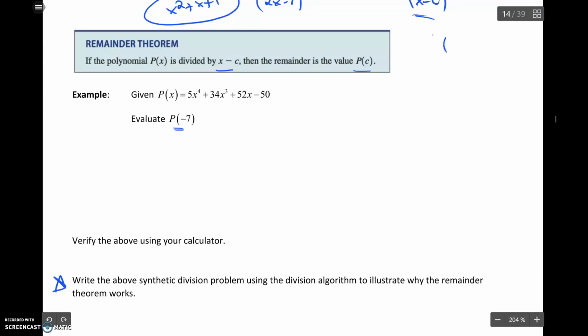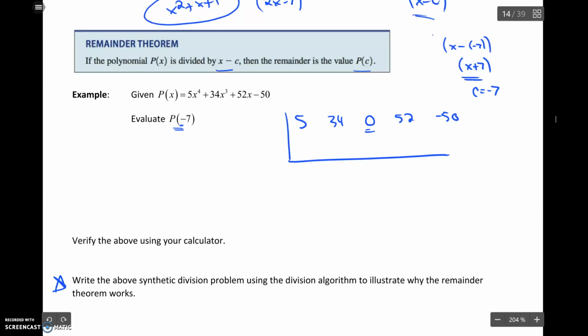So I'm going to divide by the factor x minus a negative 7, x plus 7. So this is the factor I'm dividing by to evaluate it at negative 7. But the c value is negative 7. So this is the number I put into my synthetic division. So 5, 34, again, no x squared term. For some reason, I don't like x squared terms. 52, negative 50. You have to put this placeholder in here. That's the common mistake the kids make on tests.